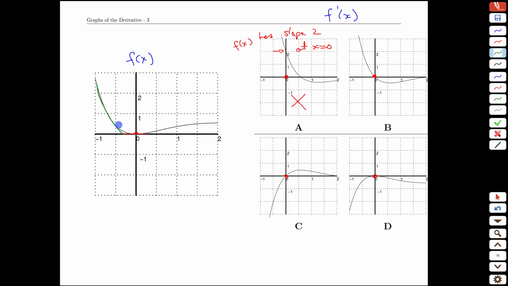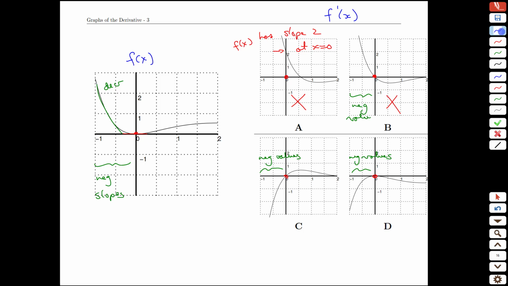Well, on this interval here, the function is decreasing, and so we have negative slopes. And so when we look at the derivative graph, we should have negative values. Let's call that here negative values, negative values. And here we should have negative values, but we don't see them. We see positive values, values above the axis, and so that rules out this possibility.